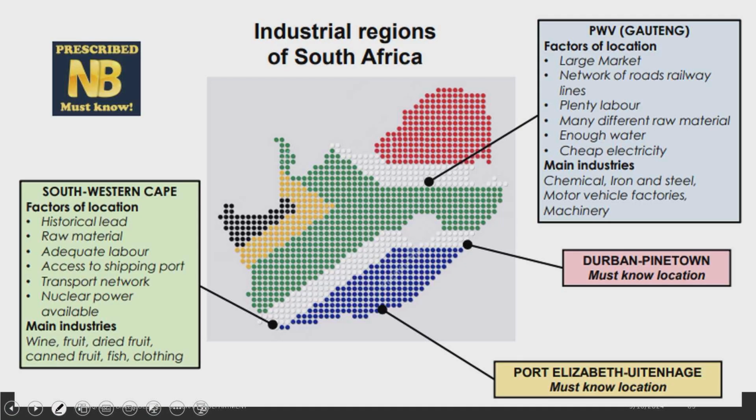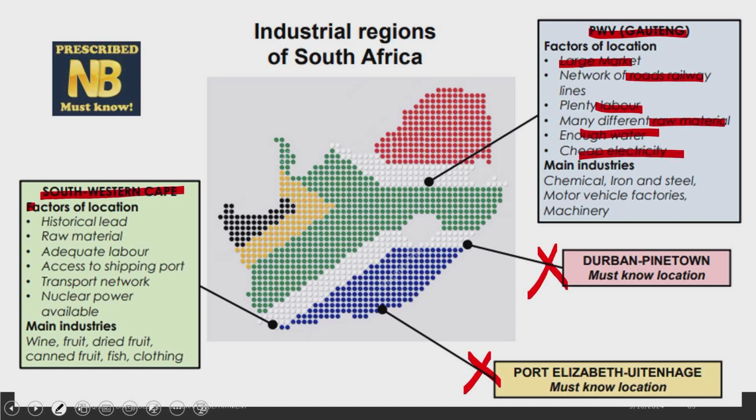Then we have our industrial regions of South Africa. This year, we're not focusing on Durban or PE, we're focusing on PWV in Gauteng, your Pretoria, Witwatersrand and Vereeniging, and then we're also focusing on the Southwestern Cape. What makes these industries successful or located where they are? There's a large market. There's a network of roads and railway lines. Plenty of labor, skilled and unskilled. It's close to Soweto, a large population. Many different raw materials, enough water, cheap electricity, especially because it's close to Mpumalanga, where we have all of those coal mines that make our power.